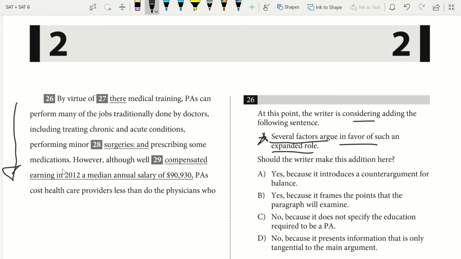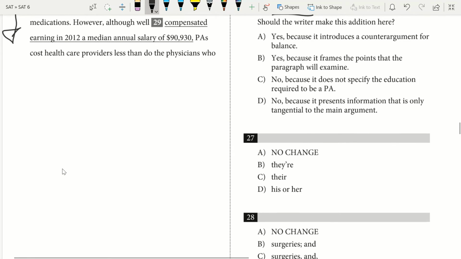All right, so we have by virtue of their medical training, PAs. So we're talking about PAs' medical training. Well, PAs is plural, so we need a plural possessive pronoun because it's the PAs, it's their medical training. So plural and possessive pronoun their, which needs to be spelled T-H-E-I-R. So our answer there is going to be C.